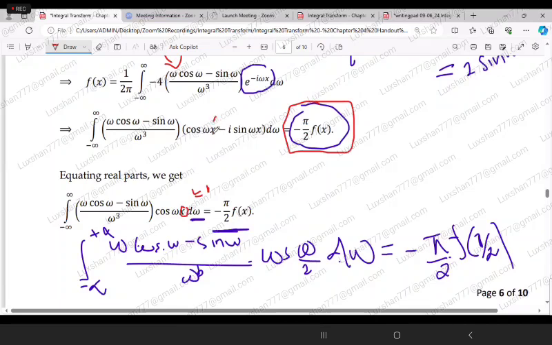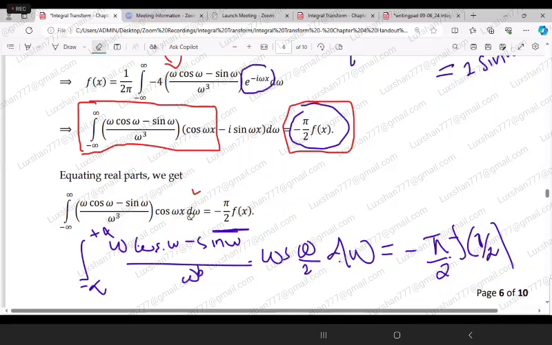Now if you look at the right hand side, this is a real function. Therefore, I consider only the real part of this integration, because my function is a real valued function. Then I get this one here. Then what is happening here?